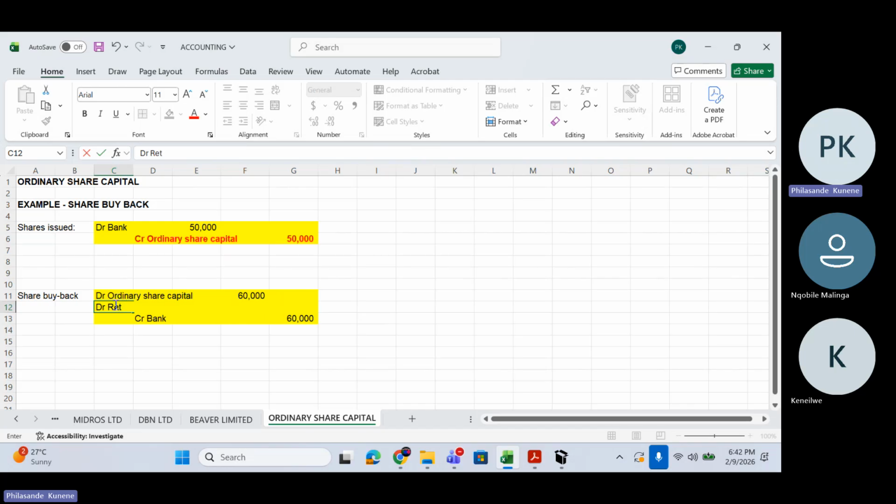Debit retained income. And then we're going to have 10,000 here, and here I'm going to have 50,000. This can never go beyond 50,000 that we issued it at. It can never go above that. So let's look at the recommended treatment.